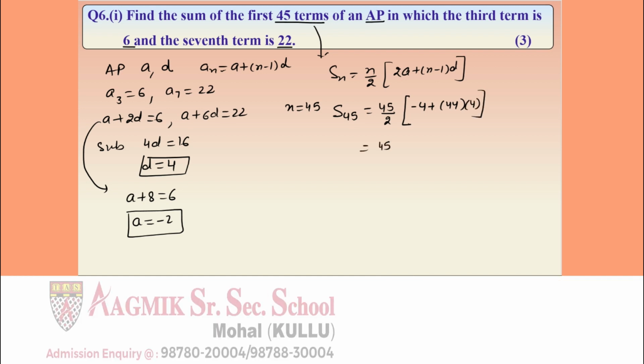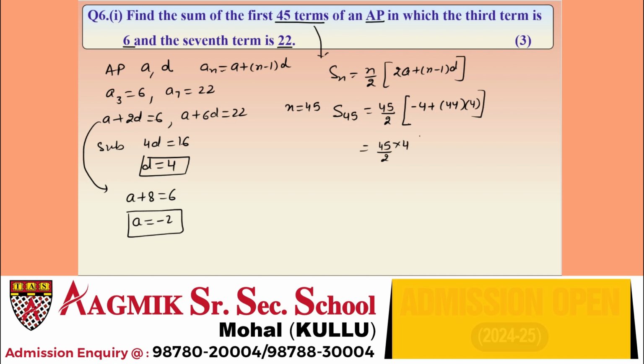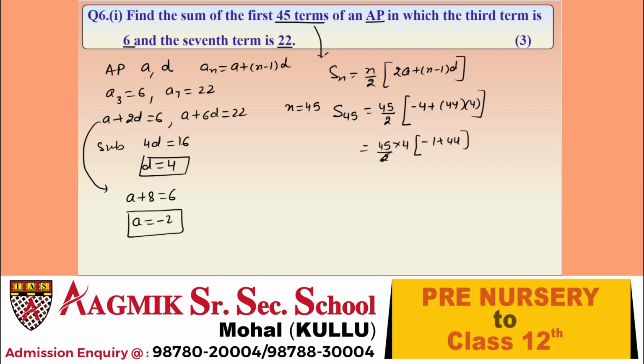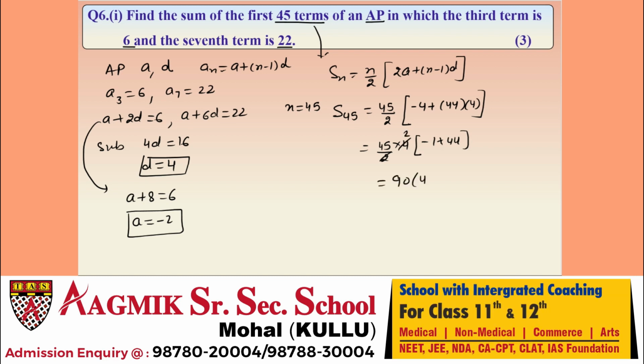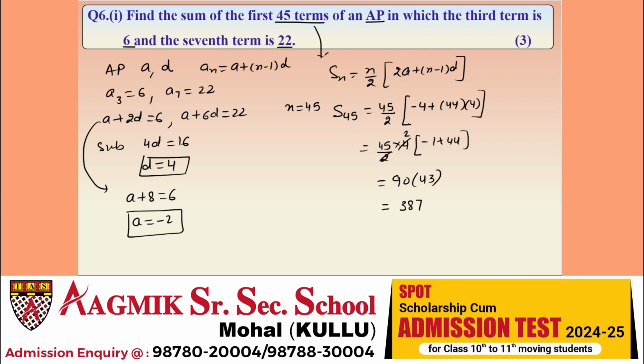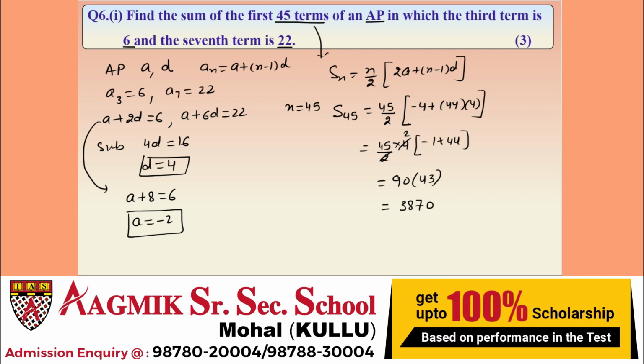Maybe we can take 4 common outside the bracket. So we have minus 1 plus 44. So the 2 gets cancelled. We have 45 times 2 is 90, and 90 times 43 is equal to 3870. So that will be the sum of the first 45 terms of the AP.